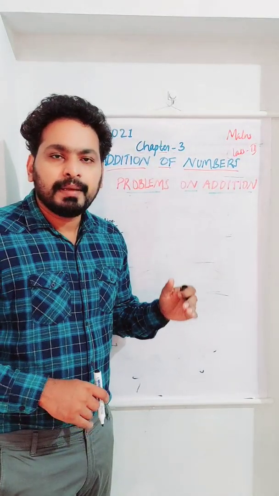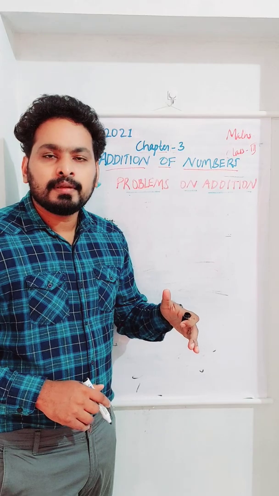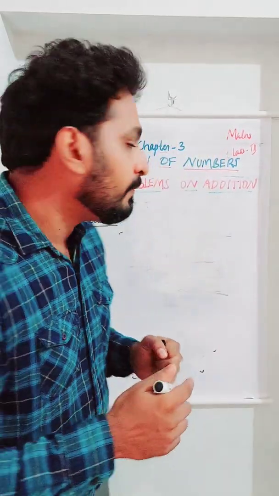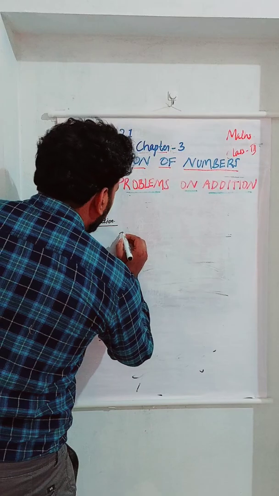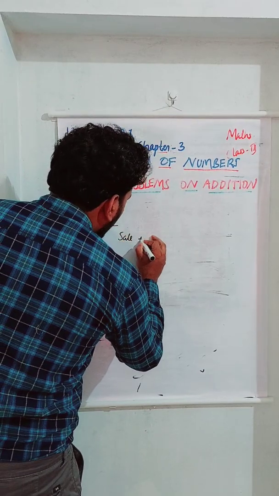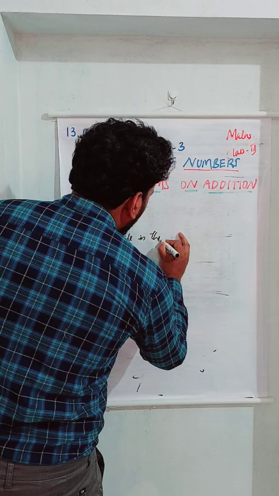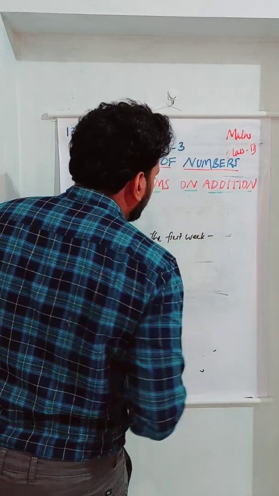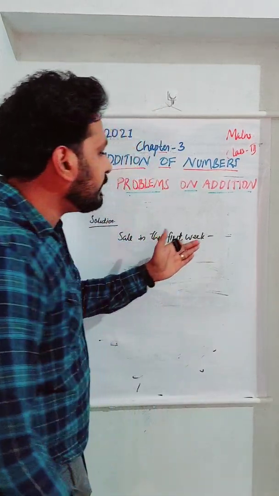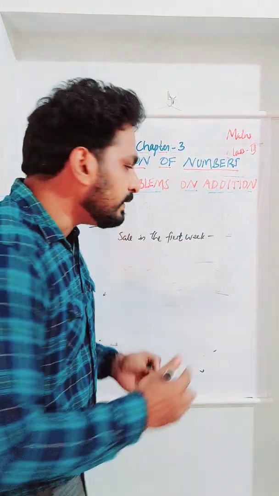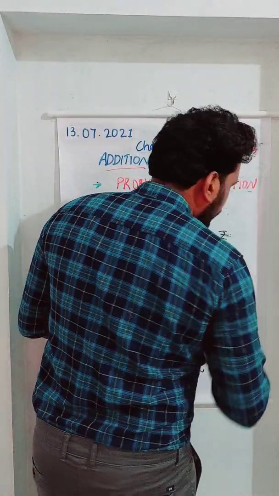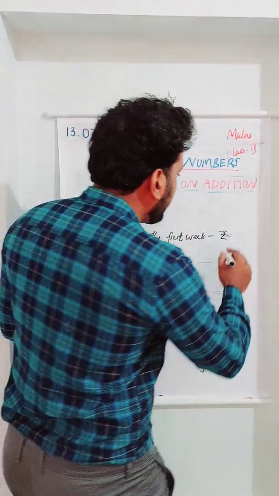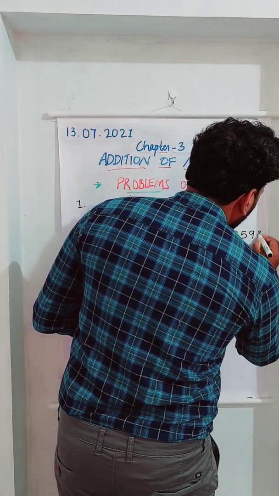इस क्वेश्चन में पहले हम क्या कर रहे हैं, इधर ऑलरेडी लिखा है सेल इन द फर्स्ट वीक एंड सेल इन द सेकेंड वीक. सो फर्स्ट वी विल राइट सेल इन द फर्स्ट वीक. ओके, व्हाट इज द सेल इन द फर्स्ट वीक? रुपीज 2,593.